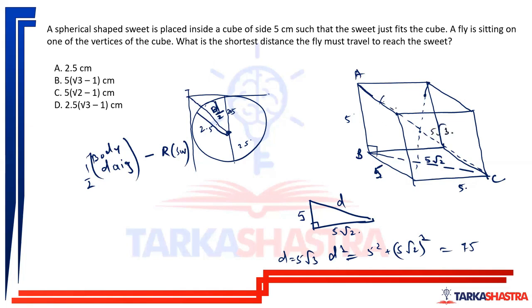Now, the shortest distance the fly has to cover is half of body diagonal, 5 root 3, minus this 2.5, the radius of the sweet, which is 2.5. If I take 2.5 common, it will be root 3 minus 1. Option D is your answer.